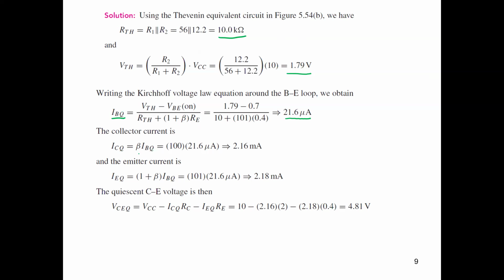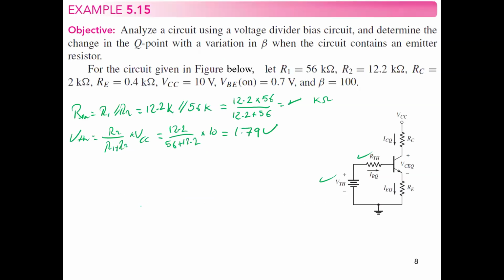Calculate the I collector. I collector equals beta times I base. So this is going to be 2.16 milliampere. And the emitter current is nothing but 1 plus beta times IB. So it's going to be 2.18 milliampere. And VCE can be calculated now from our circuit here. If you apply Kirchhoff here in this circuit, you can say VCC equals I collector RC plus VCE plus I emitter times RE.